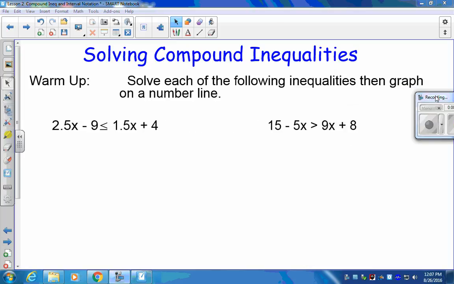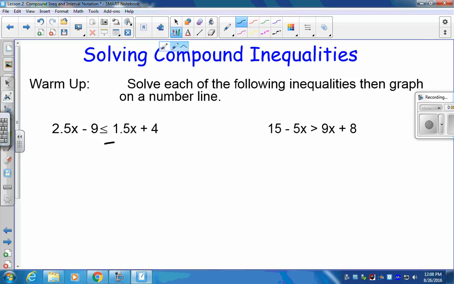All right, so solving compound inequalities. Go ahead and really quickly, let's review how to solve an inequality itself and graph our answer on a number line. So remember, we treat an inequality just like an equation when we're solving. Isolate the variables on one side, move your constants to another, and divide. So go ahead and subtract 1.5x.